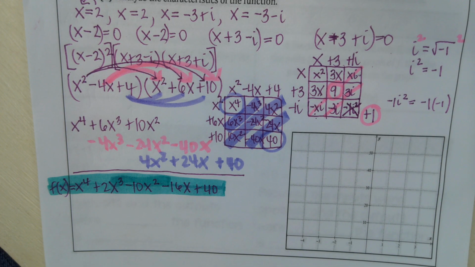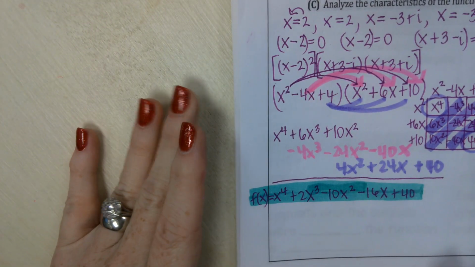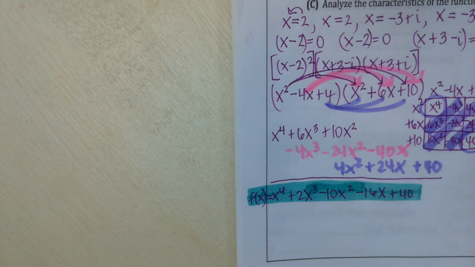Okay. I am going to now pull up Desmos. I want to take this function that I just created, and I am asked to graph it to verify my result. Now I'm typing this in. I have x to the 4th power plus 2x cubed minus 10x squared minus 16x plus 40.